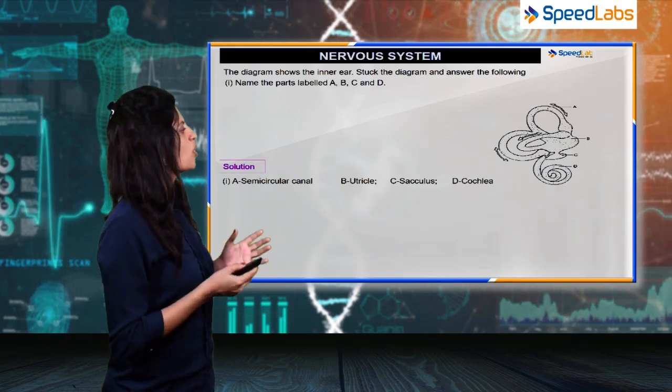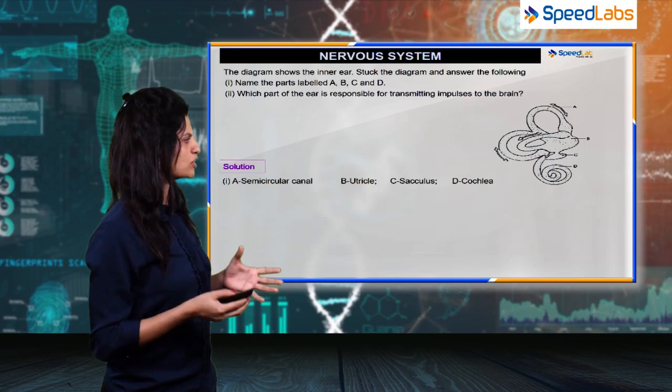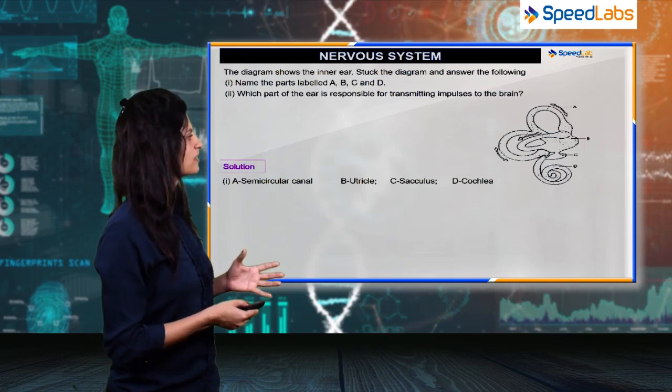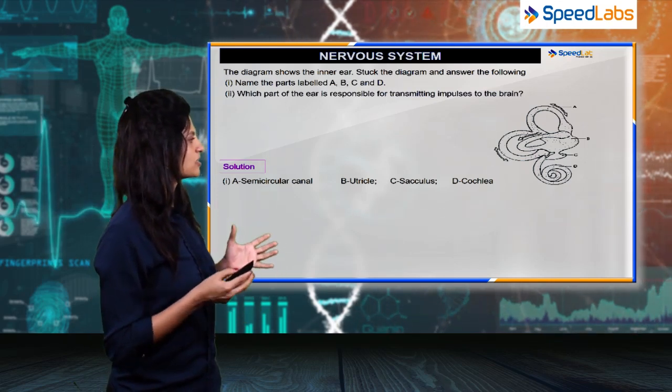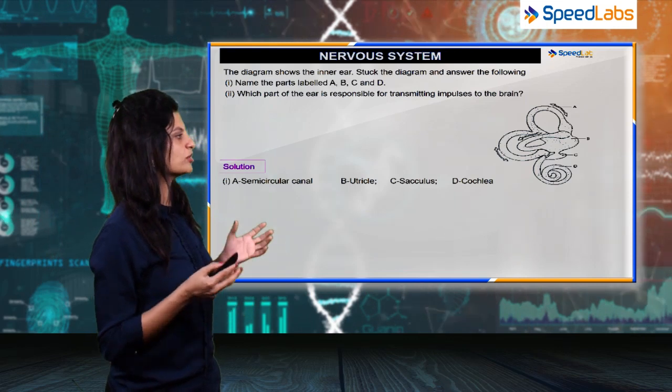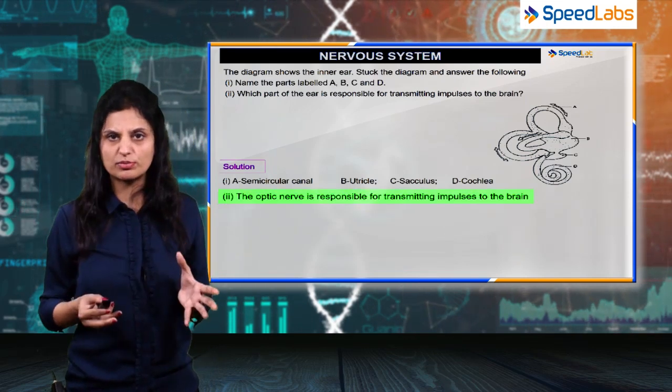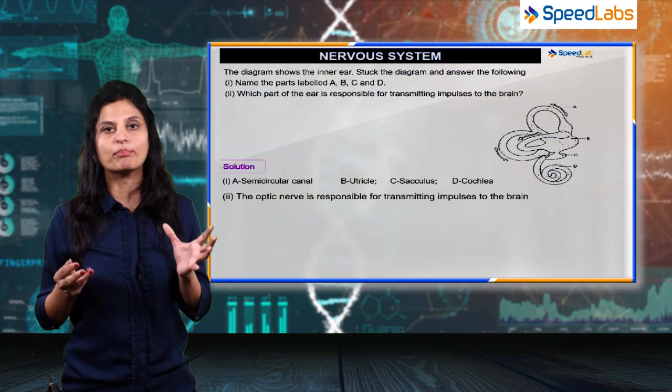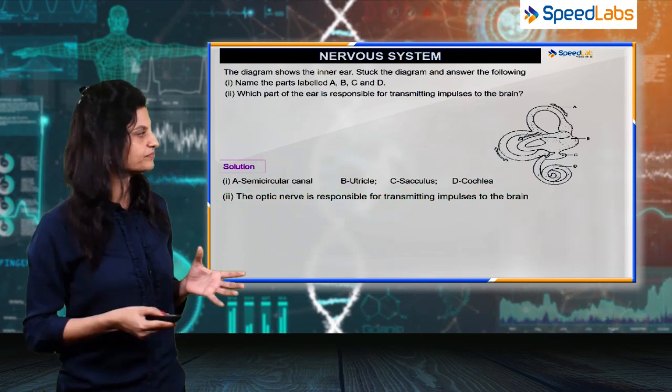Next option, which part of the ear is responsible for transmitting impulses to the brain? So the optic nerve is responsible for transmitting impulses to the brain.